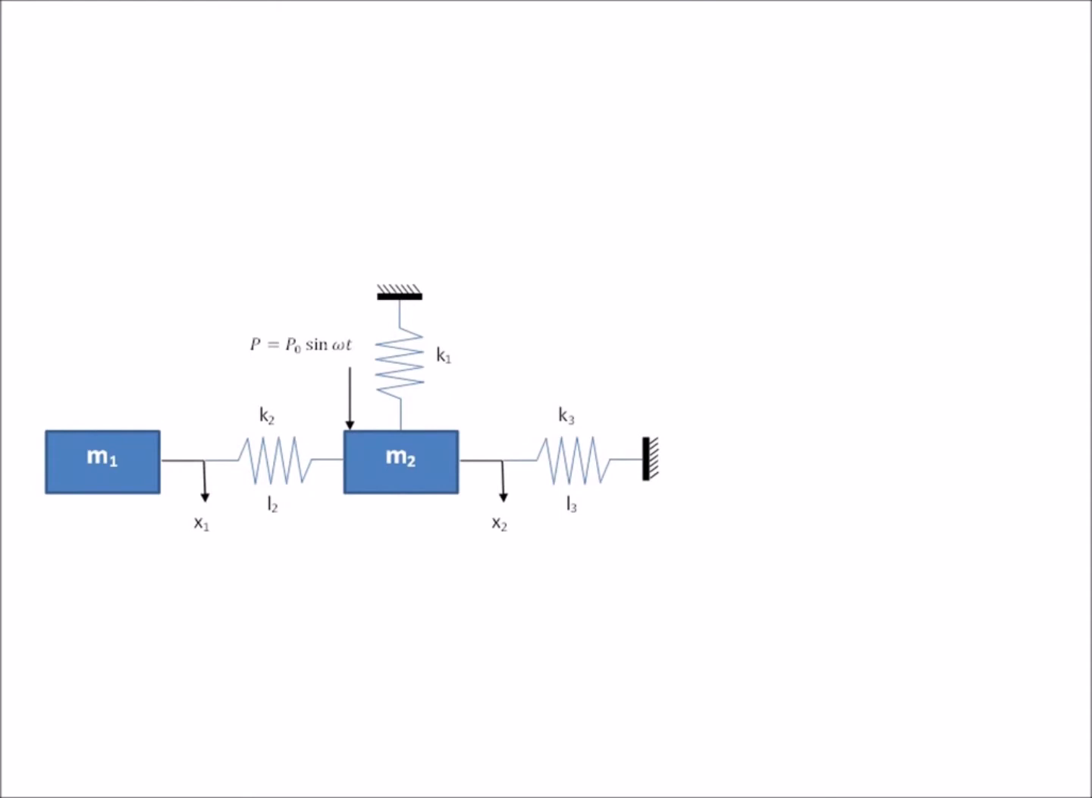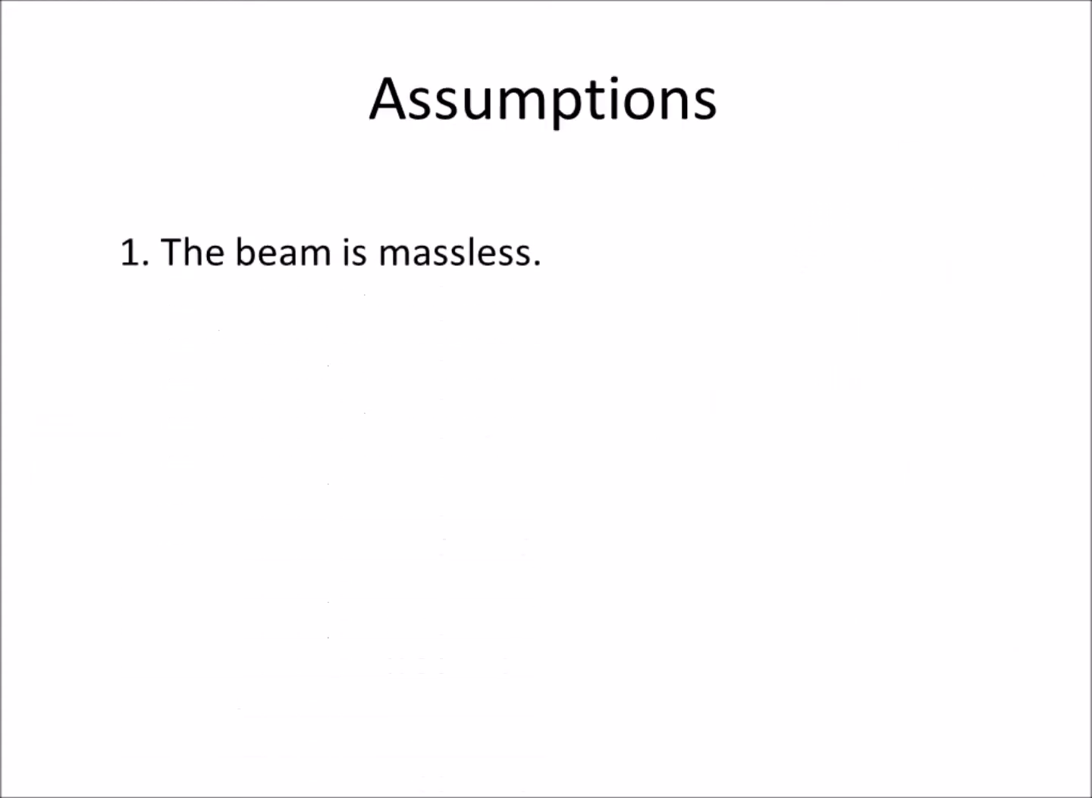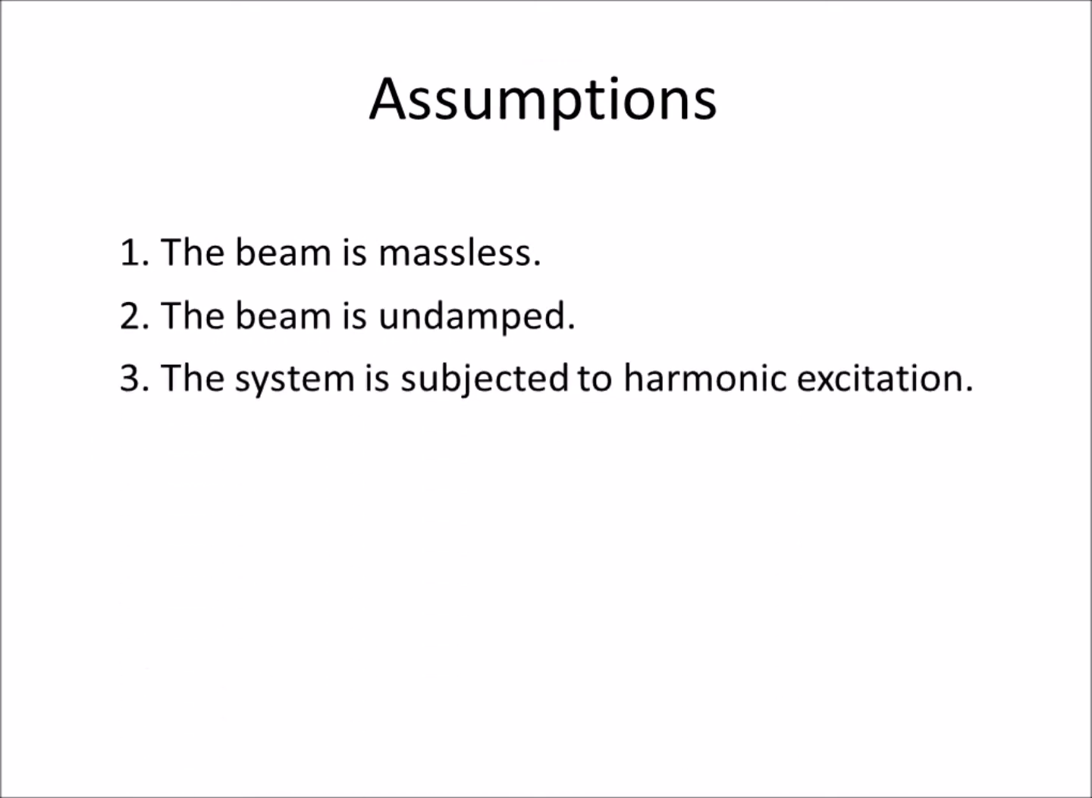This is a schematic diagram that closely approximates the actual system, with 2 masses and 3 springs connected as shown. Now the right hand side is a simplified model of the schematic diagram, which only allows the masses to move in the vertical direction. So here are some assumptions. The beam is massless, the beam is undamped, the system is subjected to harmonic excitation, and the gravity force g equals 10 meters per second squared.